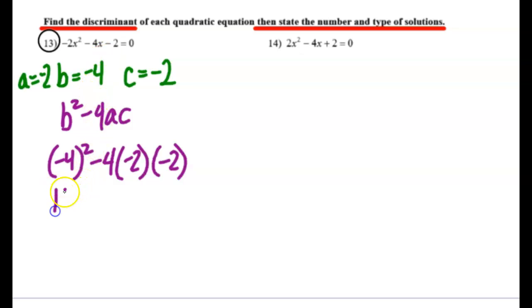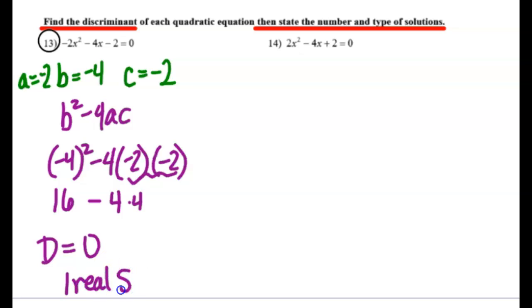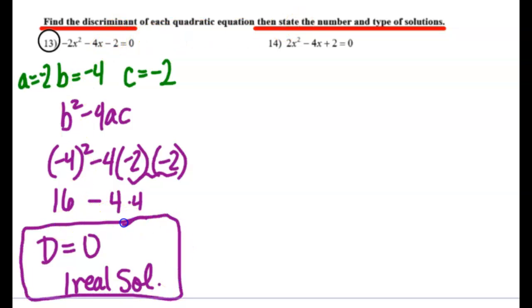I think it should come out 0 because this is 16 minus 4. If you just multiplied those, you'd get 4. Is it 0? Did someone else get 0 on the calculator? Okay. So if we add and subtract nothing, are we going to get two different solutions? No. This is one real solution. We stated the number, we found the discriminant. This would be your whole answer right here. You told me the discriminant is 0 and the number and type of solution, there's 1 and it's real.